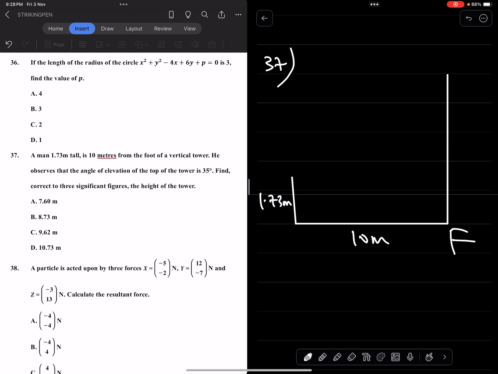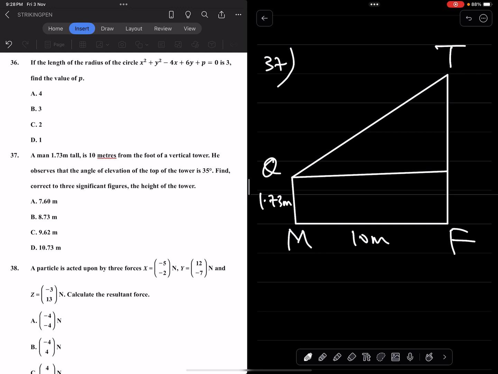Let F represent the foot of the tower and T the top of the tower, and let M be the point where the man is standing, and let me just make this point Q. There's also this horizontal, which is also going to be the same as 10 meters. So this is the angle of elevation, and it is 35 degrees.